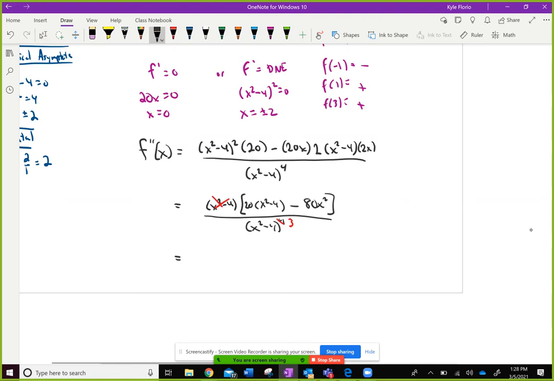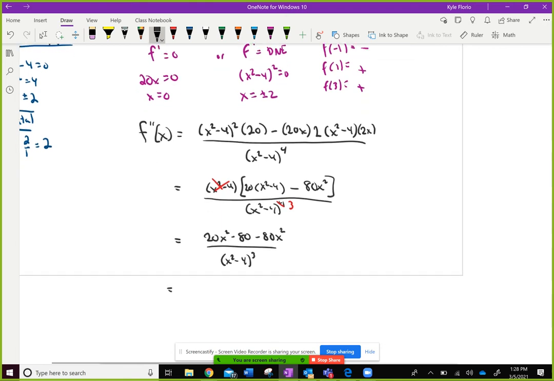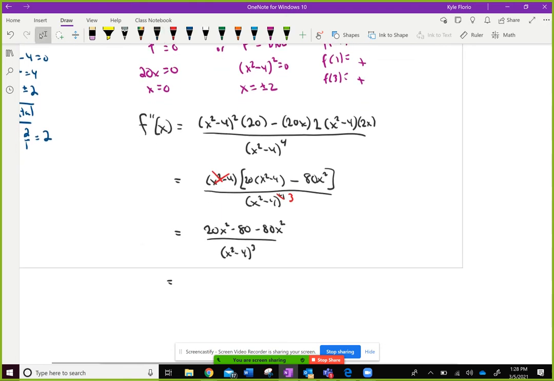And then I'm just going to clean up the top. That's going to be 20x squared minus 80 minus 80x squared over x squared minus 4 cubed. I just looked at the chain rule and it makes sense. So we're good. Excellent. And then we get 20 minus 80 is negative 60x squared minus 80 over x squared minus 4 cubed.